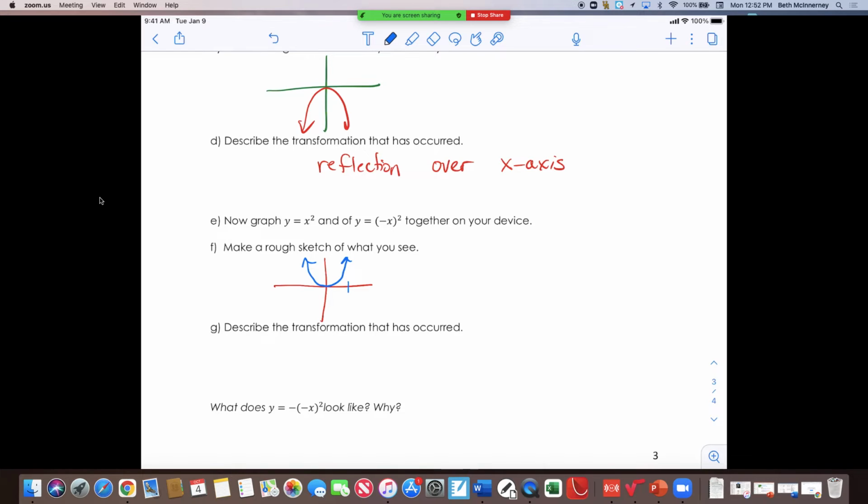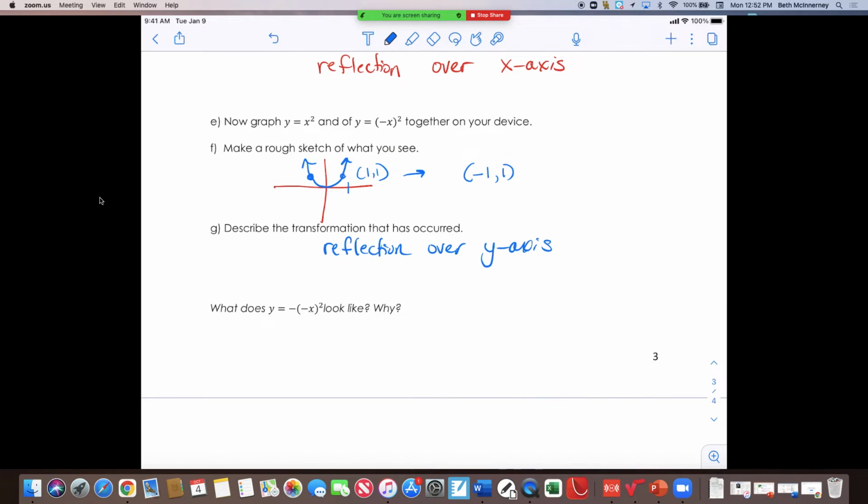However, what this graph did, it took 1, 1, and it made it the opposite, and so it moved it to the other side, and I couldn't see it. So it took everything on the right and flipped it to the left. It took everything on the left and flipped it to the right. But because that's the same graph, we can't really see it. But really, it's a reflection over the y-axis. And due to the symmetry, it's hard to see.